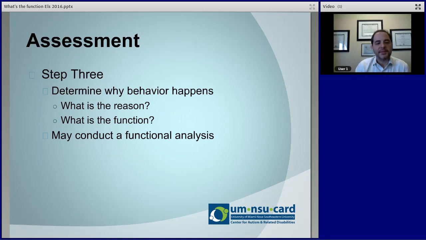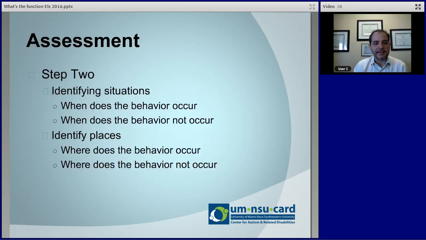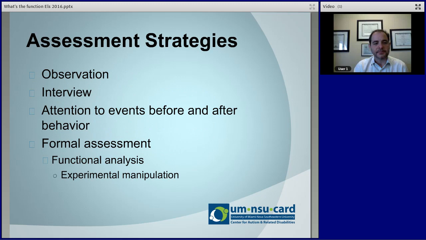And then step three is try to determine why this behavior happens. What's the reason? What's the function? And you may conduct a functional analysis, like I said. Now, let me go back a few slides and talk about some of these other strategies. So let's go talk about the observation for a minute.